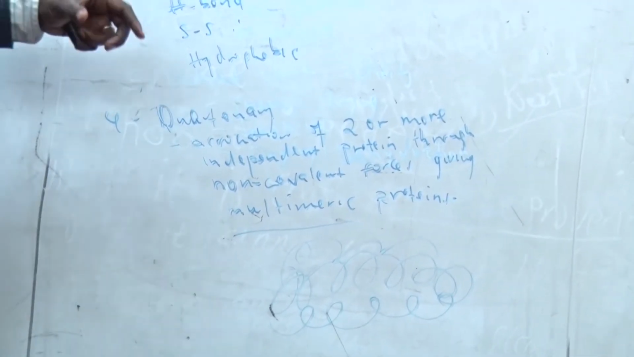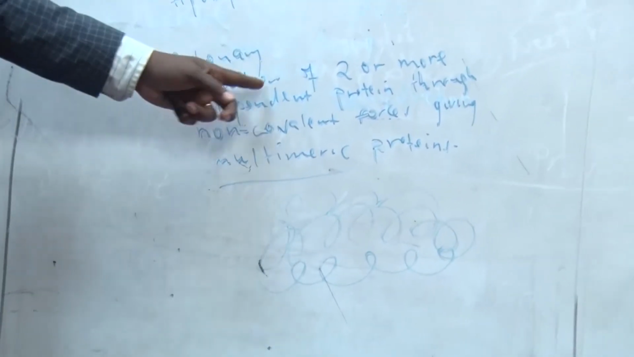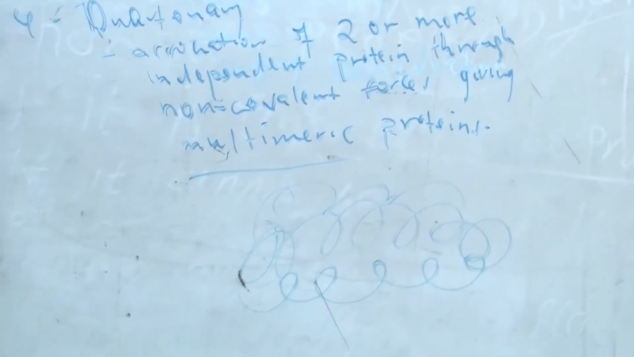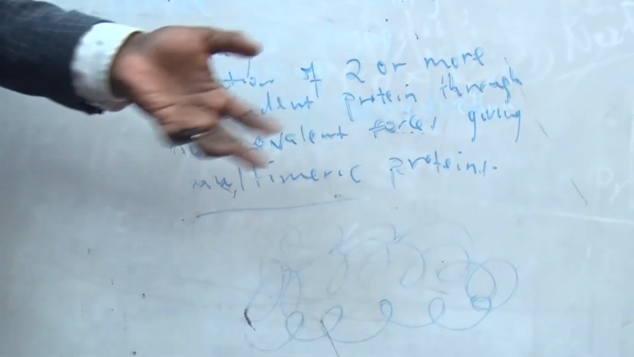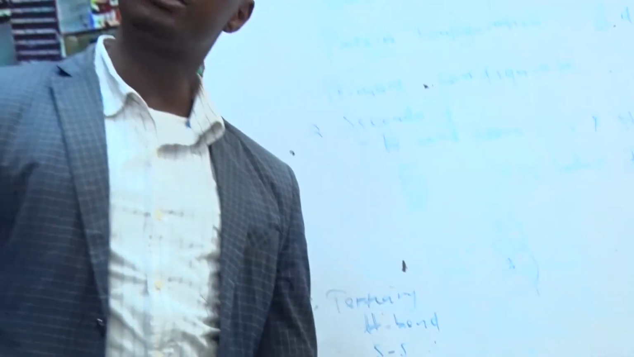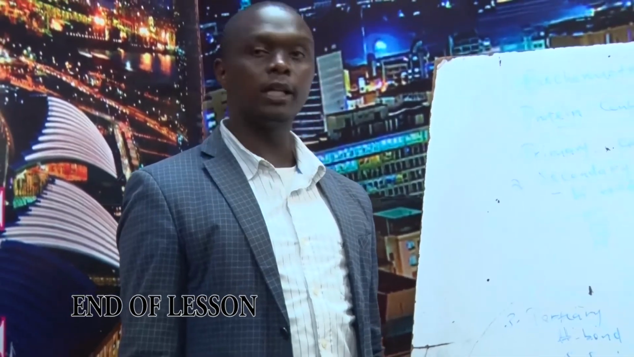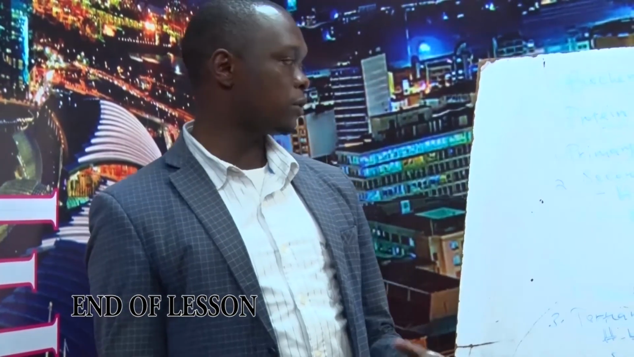It is formed when these tertiary proteins come together to form the quaternary conformation. We have said this is through association of two or more independent proteins through non-covalent forces, giving us a multimeric protein structure. That is how we form the primary, secondary, tertiary, and also the quaternary three-dimensional structure of proteins. Thank you.